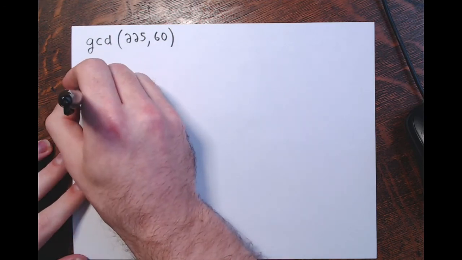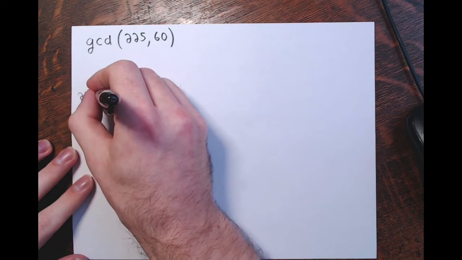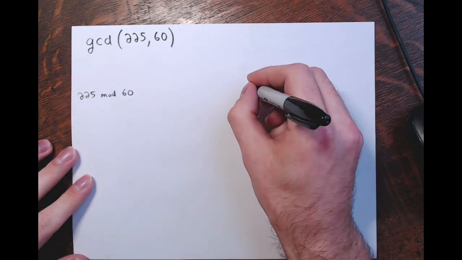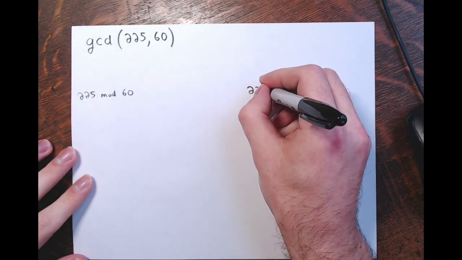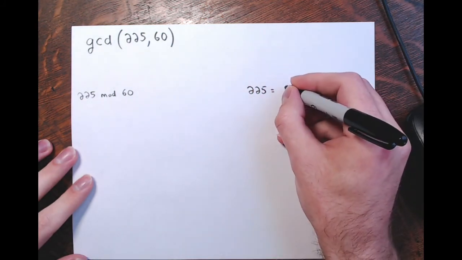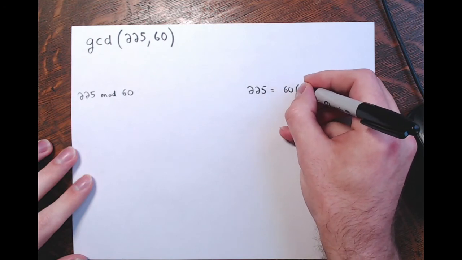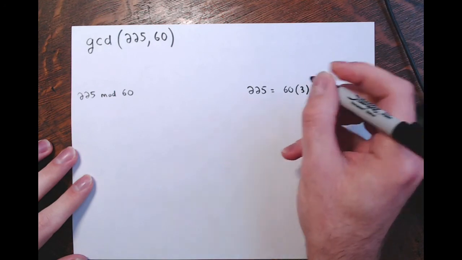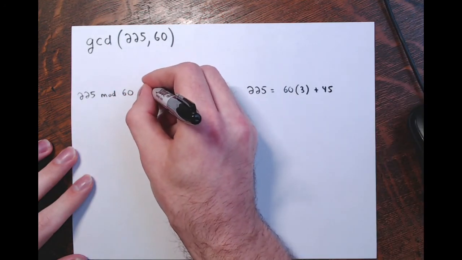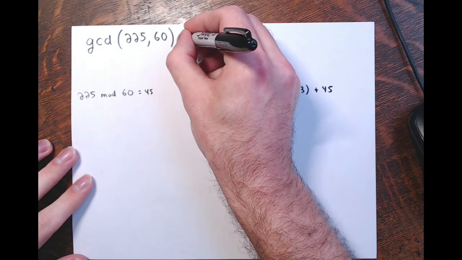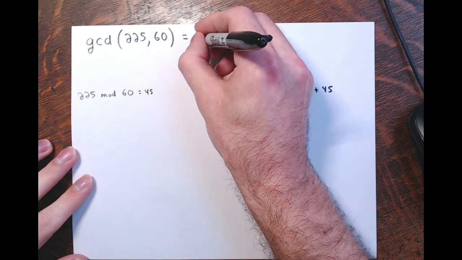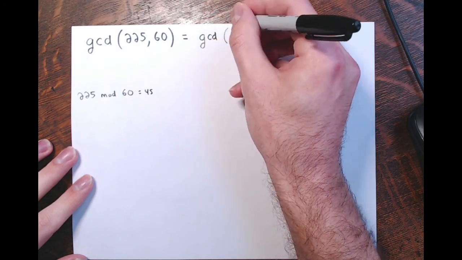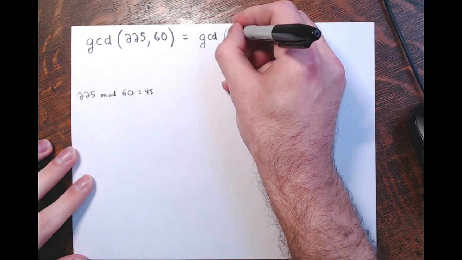All right, so first, what's 225 mod 60? Off to the side here, 225 is equal to 60 times 3, right, 180, and then plus 45. So this is 45. Right. So then by that greatest common divisor theorem from the beginning of the section, this should be equivalent to the greatest common divisor of 60 and 45.